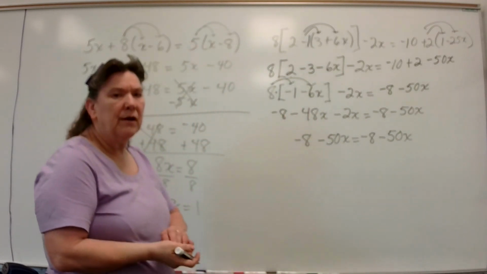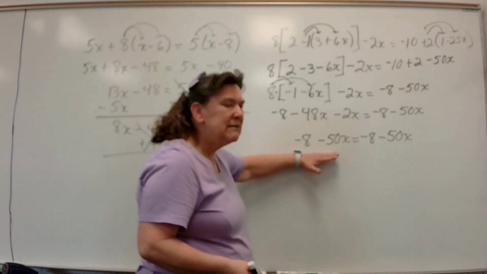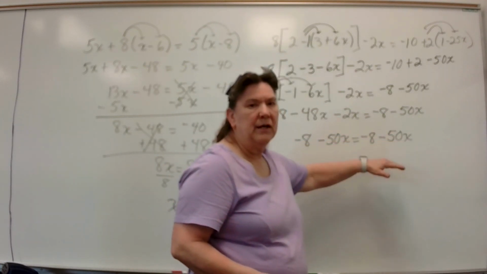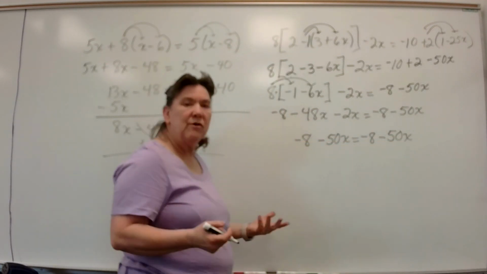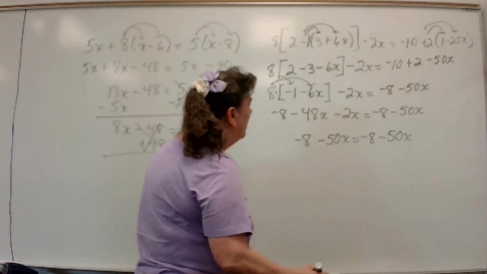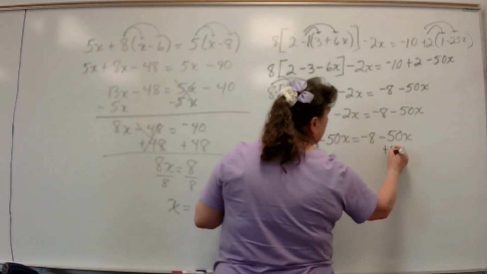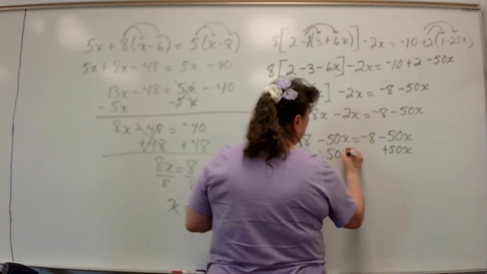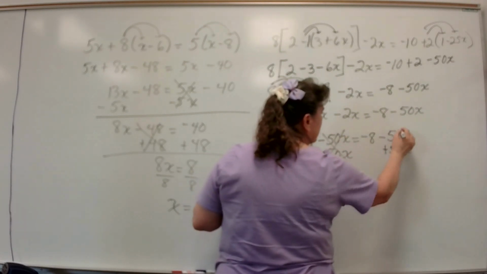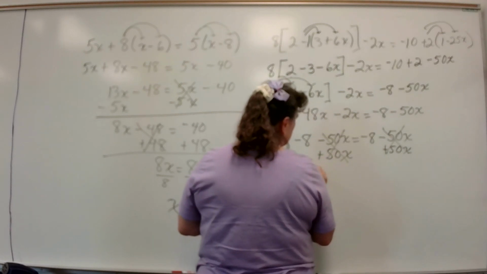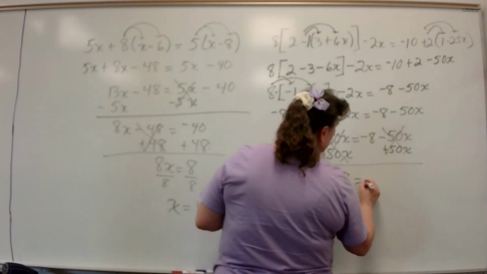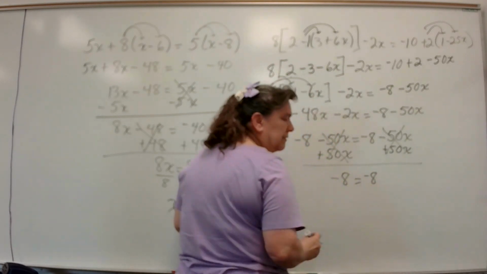What do you see here? You see that this side is exactly the same as the other side. So if we decide to go from here, what's going to happen? Well, if we add 50x to both sides, this is going to produce 0 in both cases. And you are left with a negative 8 is equal to a negative 8.